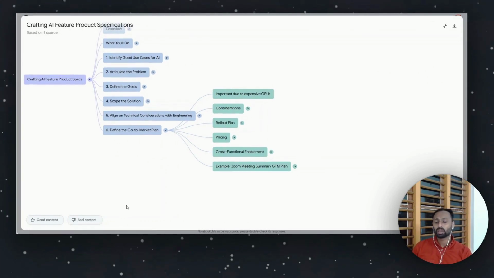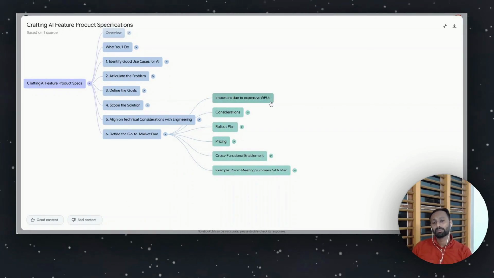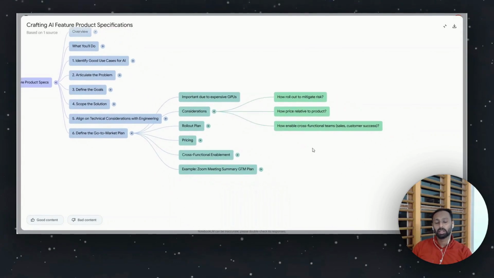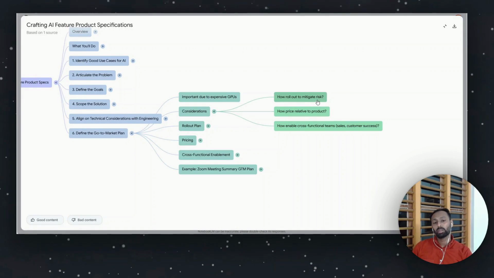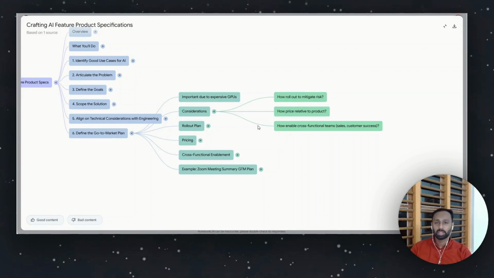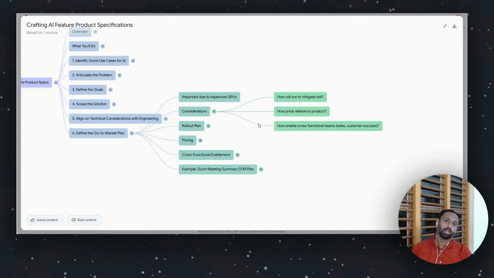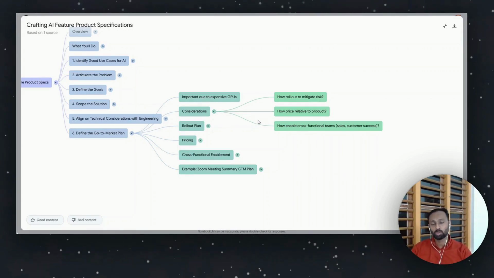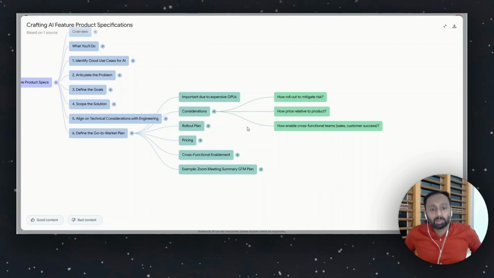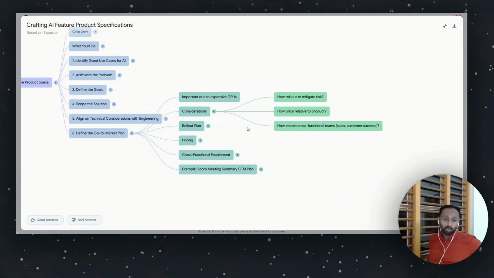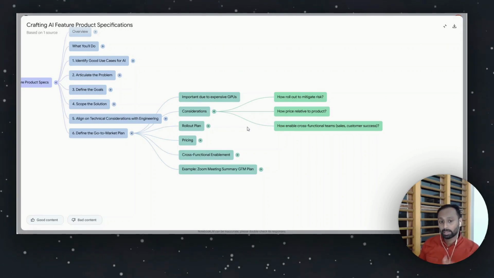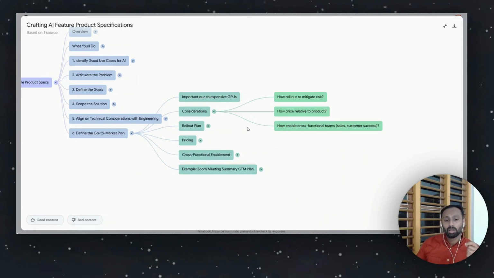So let's look at some of the considerations. How do you roll out to mitigate risk? Things like internal testing first, then beta users, alpha users, and the mass stage rollout. That process needs to be thought through. And how do you price the product? That is also very important.